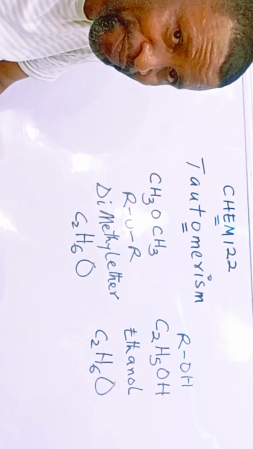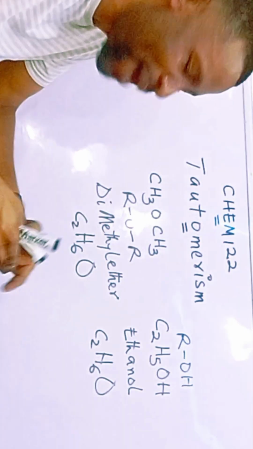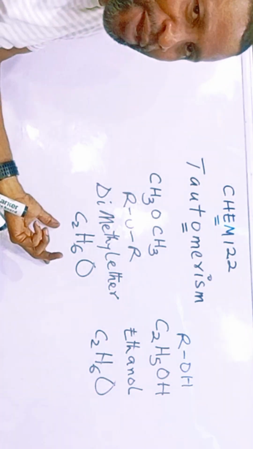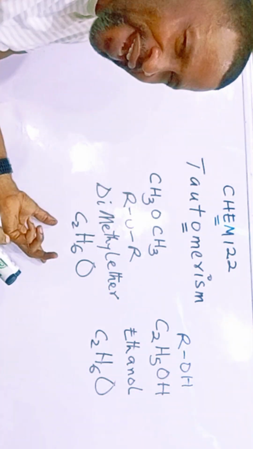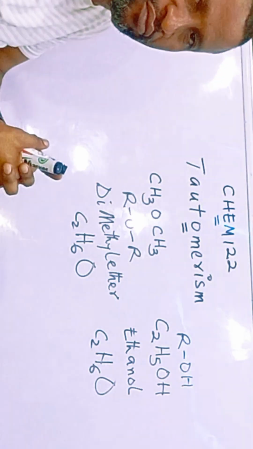Does that make sense, somebody? So what do we call functional group isomers? Isomers of the same organic compound with the same molecular formula but differing structurally in their functional groups.